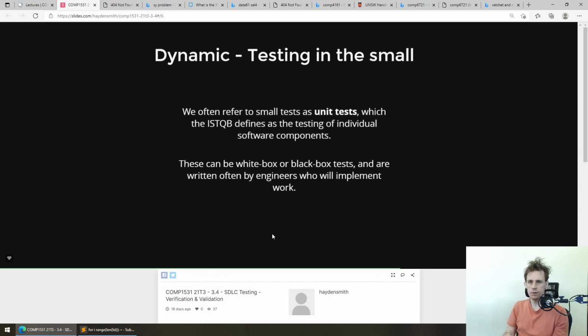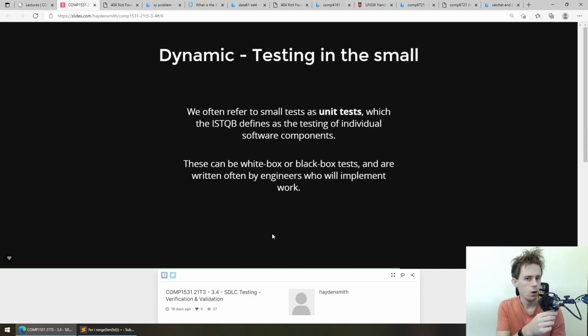The real kind of interesting question, though, is what is testing in the small? What is a unit test? And there was a great question earlier from Riley, which was, how do you unit test functions that depend on other functions? Do you use stub code or data storage? And the answer is yes, typically.